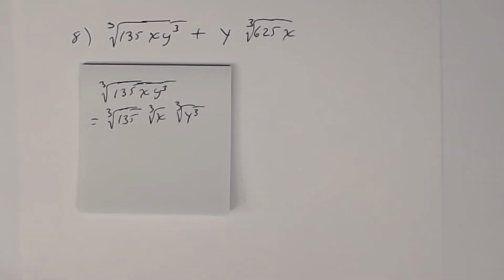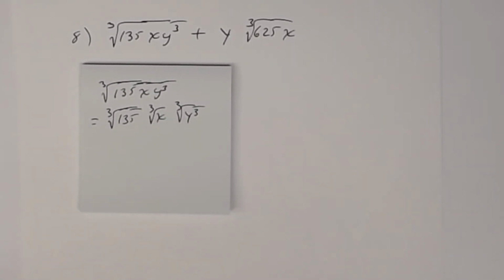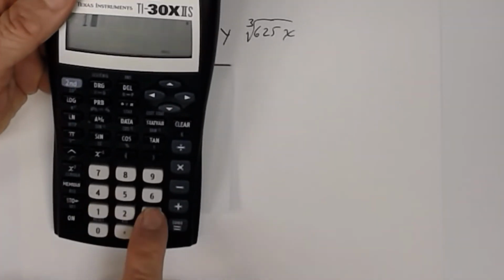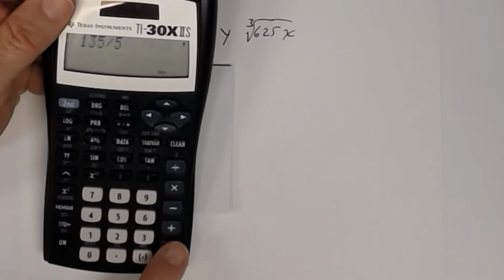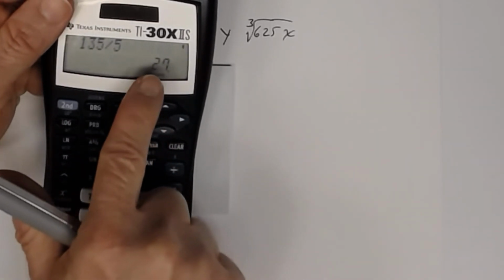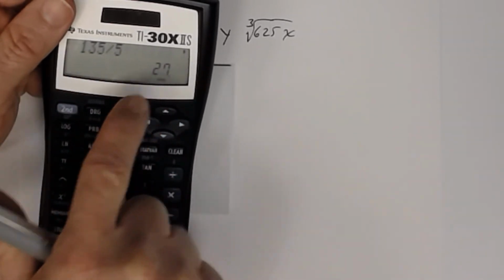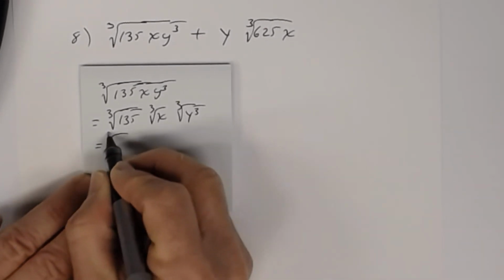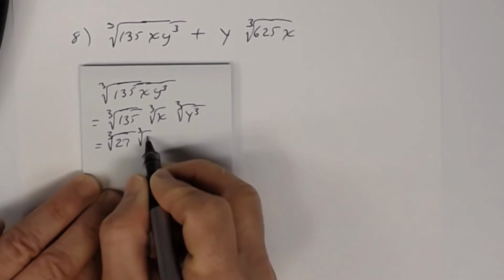So use your calculator and see what perfect cube, if any, besides 1, will divide into 135. Since that's a 5 right here, and I know that 5 is not a perfect cube, let's divide it by 5 and see if that helps us. When I divide 135 by 5, I get 27, and 27 is a perfect cube. So 27 times 5 gives you 135, and there's your perfect cube. So I'm going to rewrite this as the cube root of 27 times the cube root of 5.